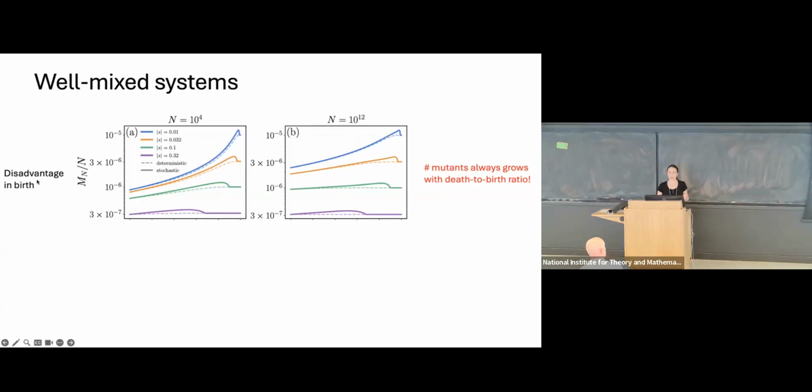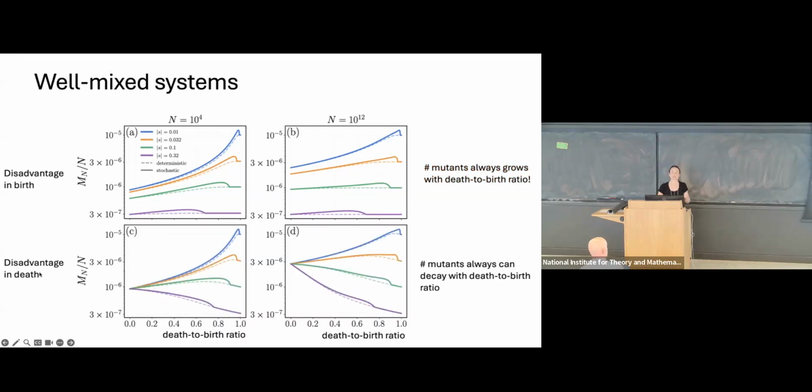Actually, only if the disadvantage is at birth. I don't want to give you too many details, but if the mutants are disadvantageous in death, if they die more, then it can go the other way around.